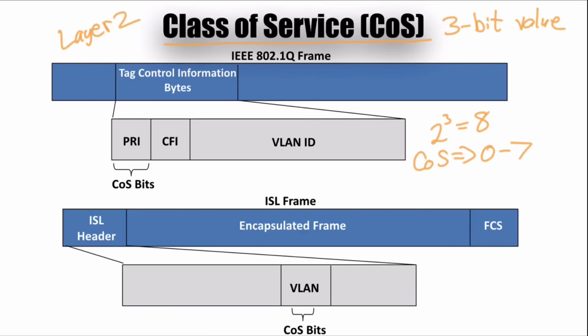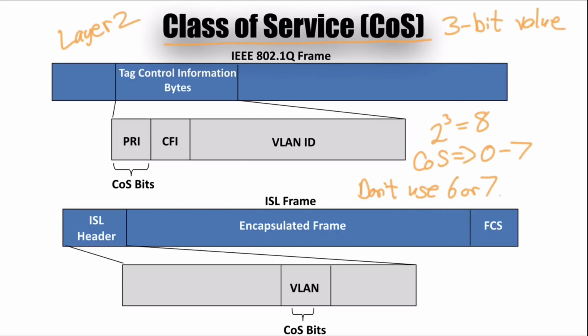However, Cisco says, do not use 6 or 7. Those are reserved for network use. So if we're setting something up where we want to mark our production traffic, we should not go higher than a CoS value of 5. Interestingly, a Cisco IP phone automatically marks voice packets with a CoS value of 5. It does that for us.